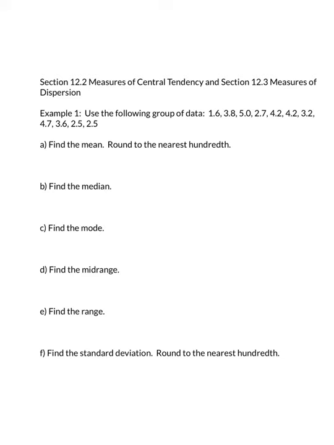Starting with part A, it says find the mean, round to the nearest hundredth. To find the mean, we're going to add up all of the numbers we see, so put a plus symbol there, and we're going to divide by the total number of data pieces that we are adding. So I put plus symbol, divided by total number.